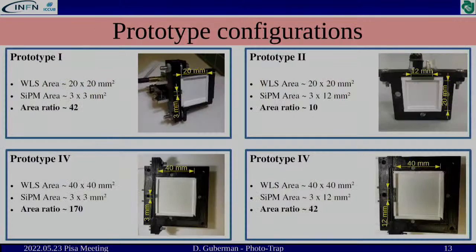So we built 4 prototypes, and the difference between them lies in the area of the wavelength shifter they employ, since 2 of them are 20 millimeters by 20 millimeters and the other 2 are 40 by 40 millimeters, and in the type of silicon PM we use, the 3 millimeter version or the 3 by 12 millimeter version. So in the end, what changes is the ratio of the area of the wavelength shifter to the area of the silicon PM it employs.